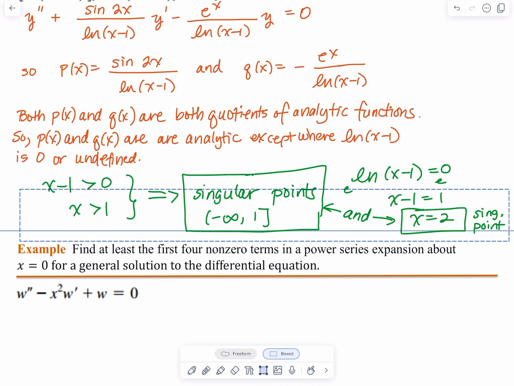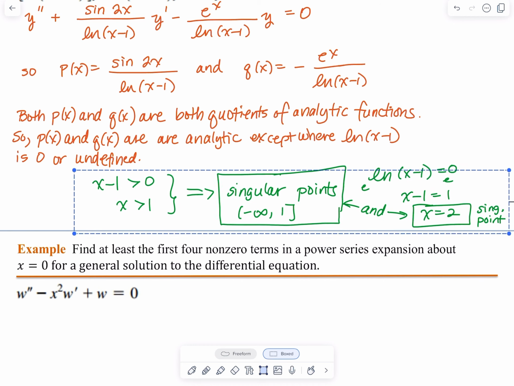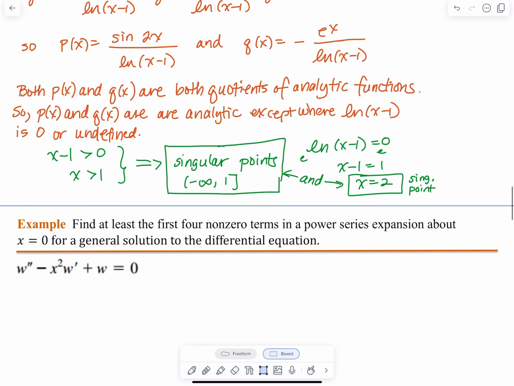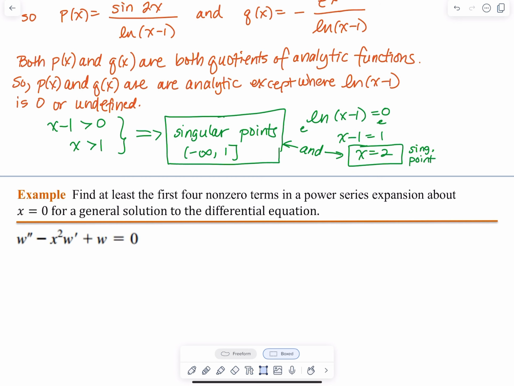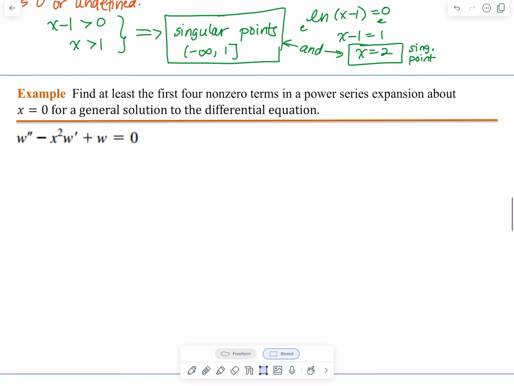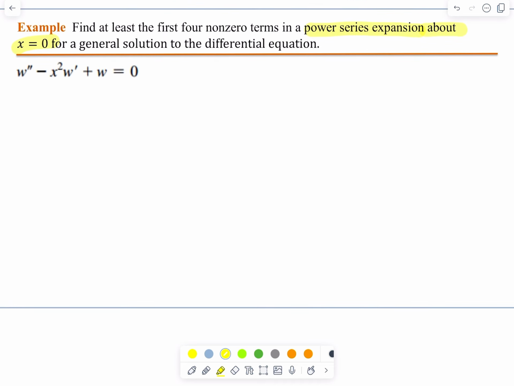Okay, moving on to our next example. Here we are going to find at least the first 4 non-zero terms in a power series expansion about x equal to 0 for a general solution to this differential equation. So first we see that x equal to 0 is an ordinary point for the equation. So since that is true, then we seek a general solution.